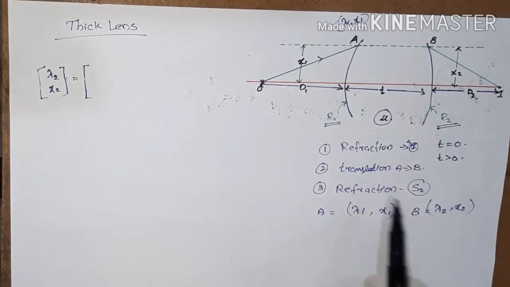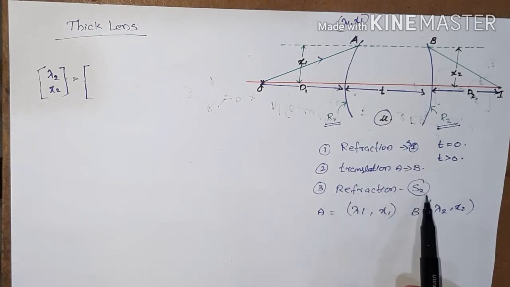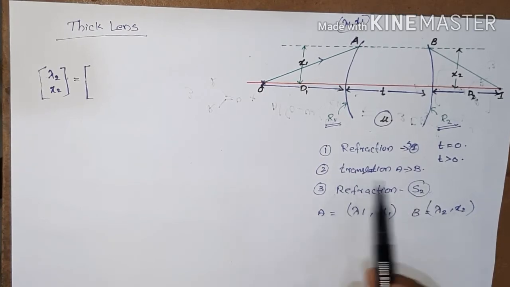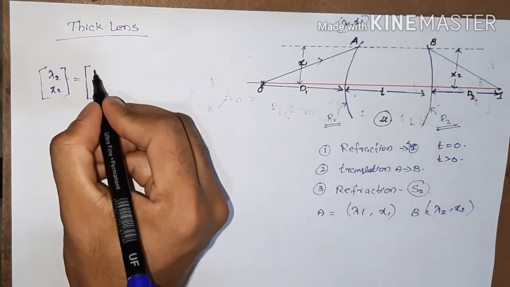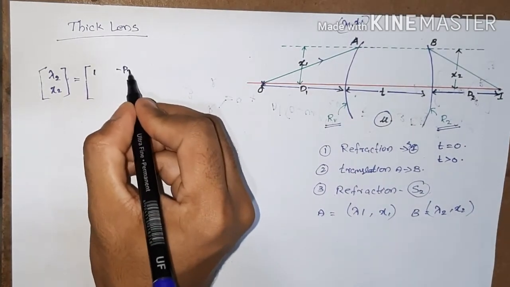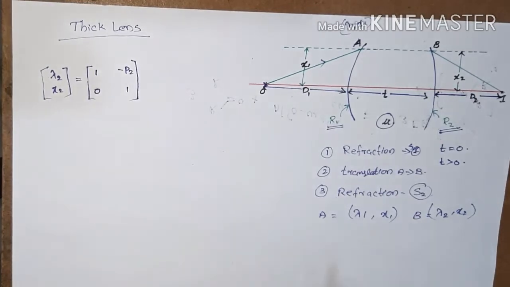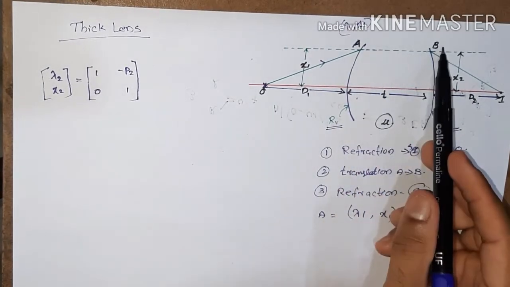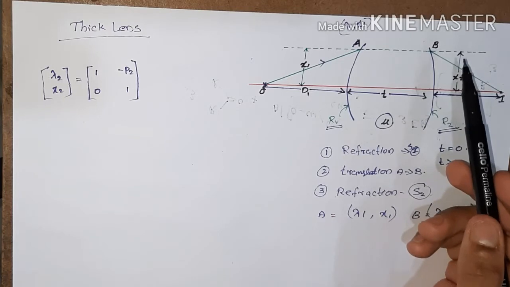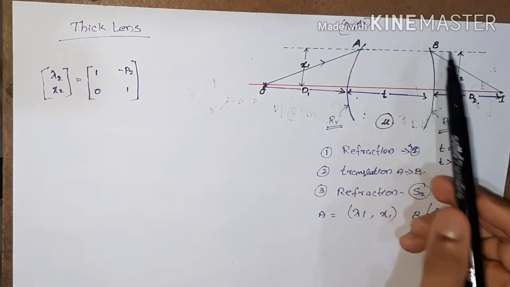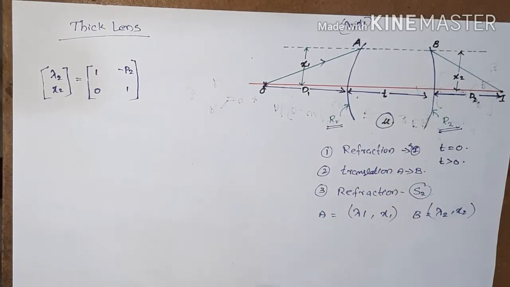So we have to consider the second refraction in the first place. The matrix corresponding to the second refraction will be [1, -P2; 0, 1], because moving from A to B, when representing this process in the matrix method, we have to follow the light ray in the reverse order.